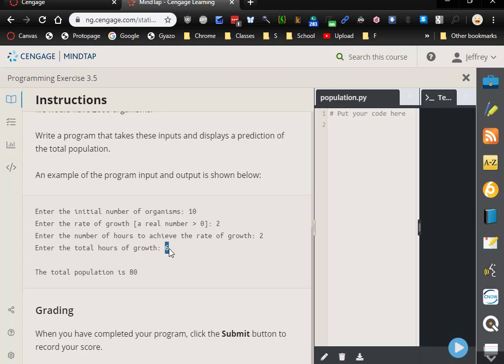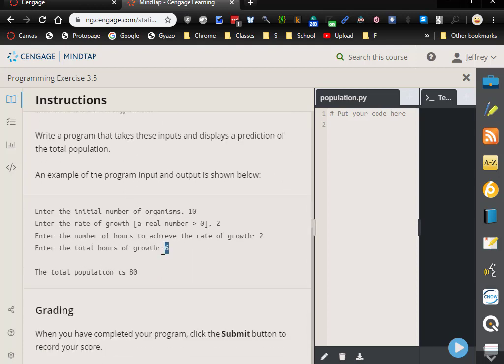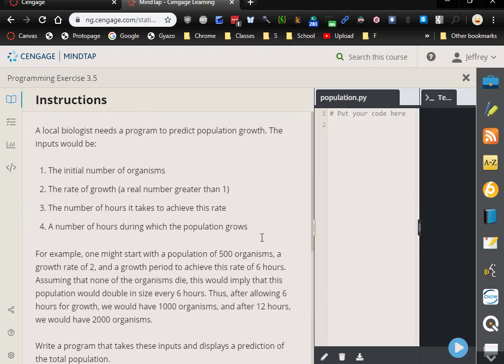Okay, now, I'm not a mathematician, but it seems like the simplistic way that they've shown it here is somewhat deceptive, because what if the number of hours is not an even multiple? What if it said the number of hours to achieve that growth is 2? What if I type in 1.75? I don't think it's going to be a clean multiple of that. But maybe their input always gives us clean multiples in order to make it easy.